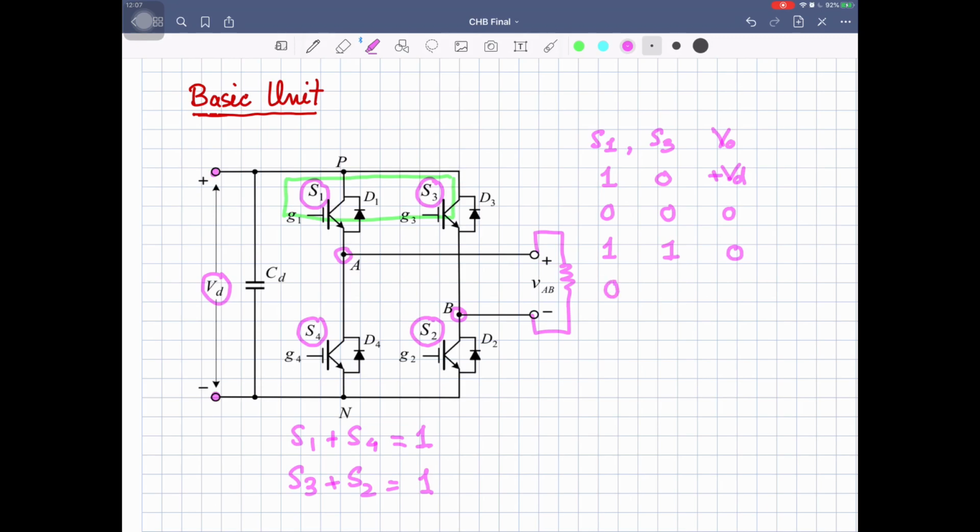If I apply the switching combination 0 1, meaning this switch is 0 and this switch is 1, it means the load polarity will be opposite. So the load voltage will be minus VD. So there are 4 possible combinations with respect to the high side switches, and for those combinations we have these voltage outputs: plus VD, minus VD, and the 0 that we can get from this inverter.